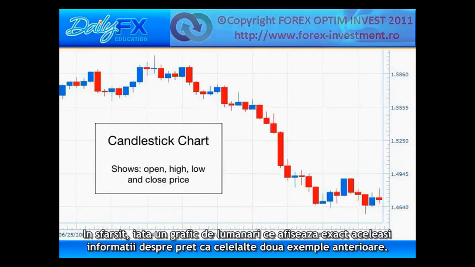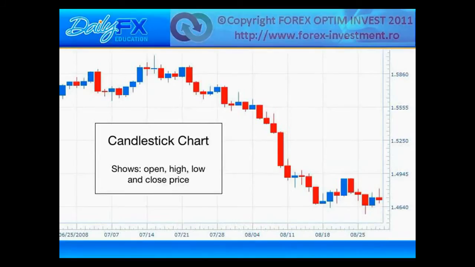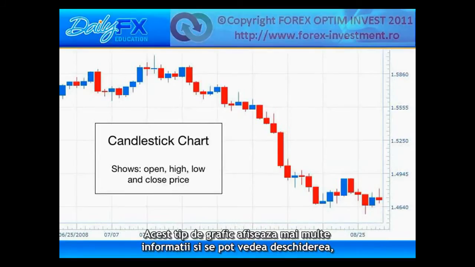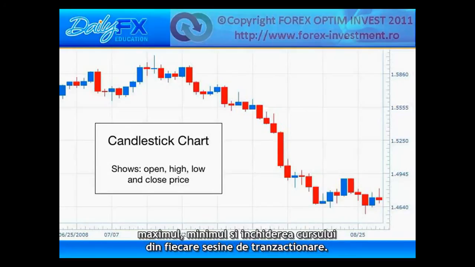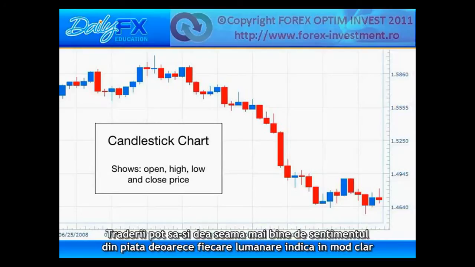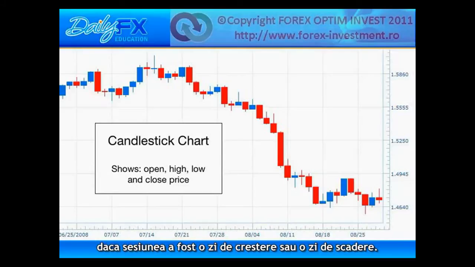Finally, here is a candlestick chart, showing the same price data as our previous two examples. This chart adds more information in that one can see the open, high, low, and closing price of each session. Traders can also get a better feel for the sentiment of the market, since each candle clearly shows whether the session was an up day or a down day.